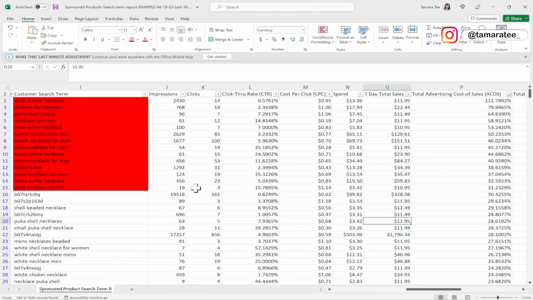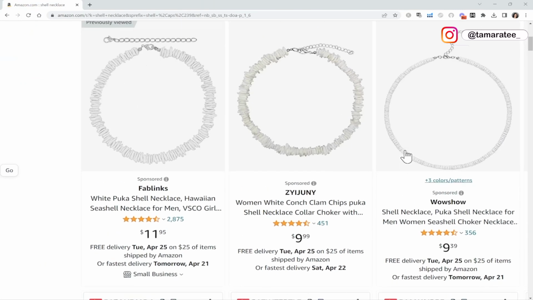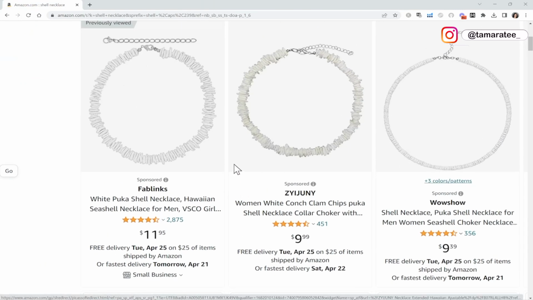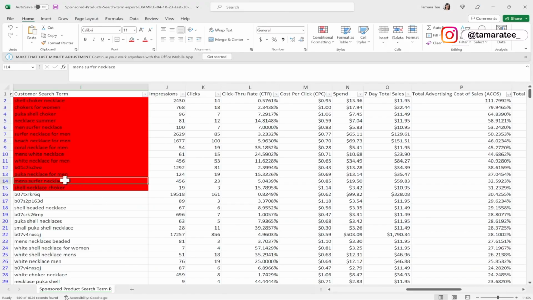So when would we use negative phrase? How do I know if a keyword belongs in negative phrase? So that's easy. Let's see which is a good example. Okay, maybe this one. So this keyword, for example, is men's surfer necklace. Now let's pretend that my necklace is only for women, okay? This shell necklace is only meant for women, even though I know it's meant for men as well, but we're going to pretend. And if I know that my product is not meant for men, then I will be putting this keyword into negative exact.